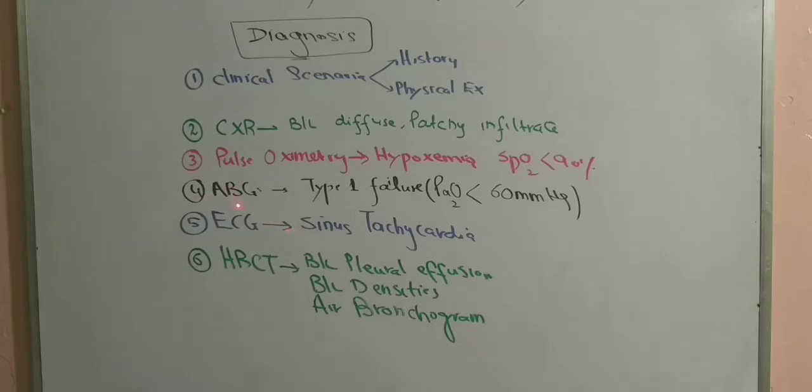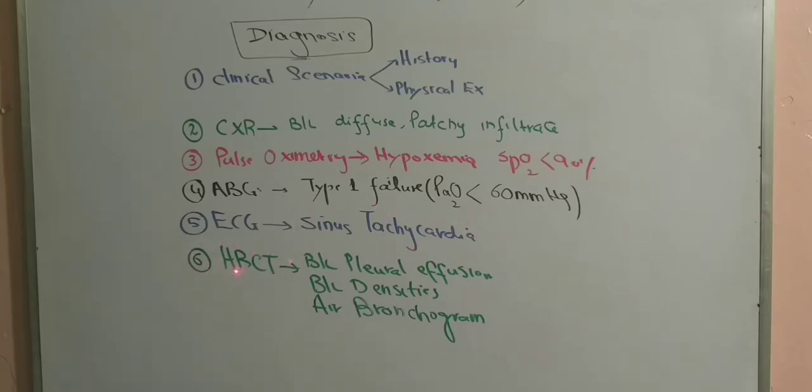We get the arterial blood gases, and here we come across type 1 respiratory failure, where we see a partial pressure of arterial oxygen which is less than 60 millimeters of mercury. When we get the ECG, in the majority of cases we'll find sinus tachycardia, where we see a heart rate of more than 100, and P is present and R to R is regular. And why is the patient having sinus tachycardia? Because this is compensatory: there is hypoxemia and the heart is trying to supply the oxygen required to the cells by increasing its rate.